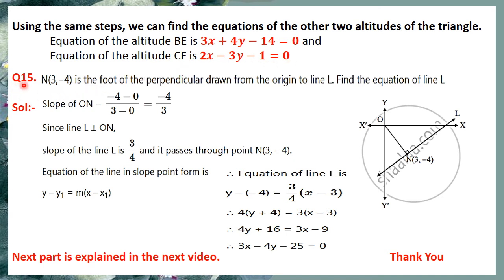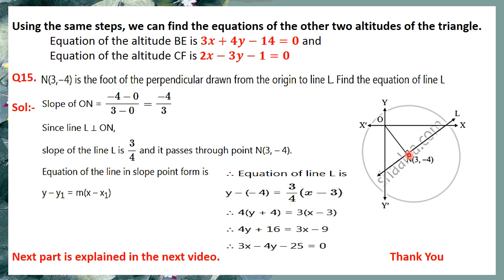Now, question number 15. The ordered pair (3, minus 4) is the foot of the perpendicular drawn from the origin to the line L. Find the equation of the line L. We know that the point (3, minus 4) lies in the fourth quadrant because its y coordinate is negative and x coordinate is positive. Now, we will draw the line L and draw the perpendicular ON, where N is the foot of this perpendicular.